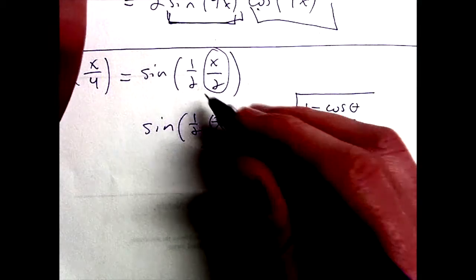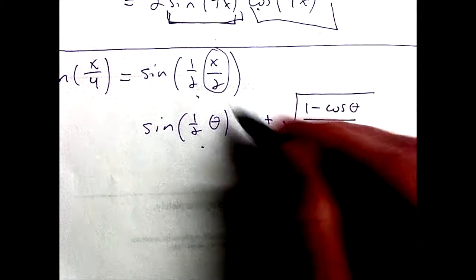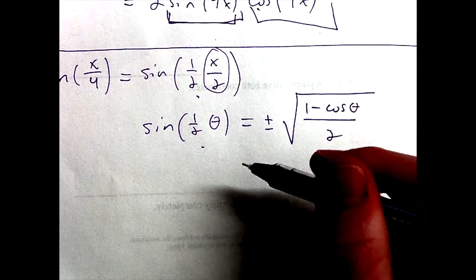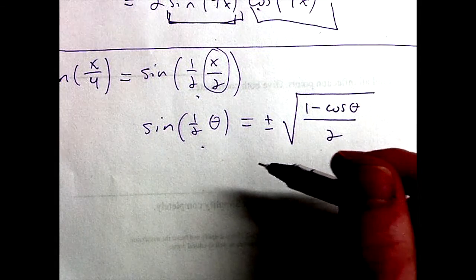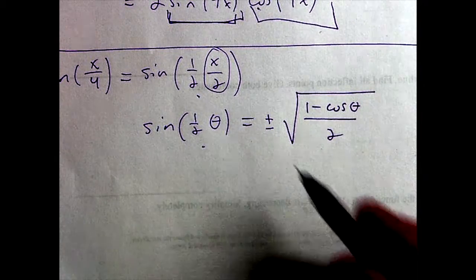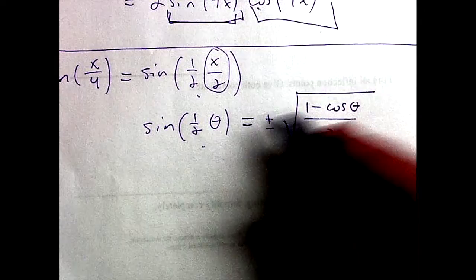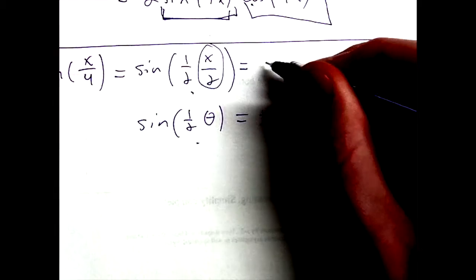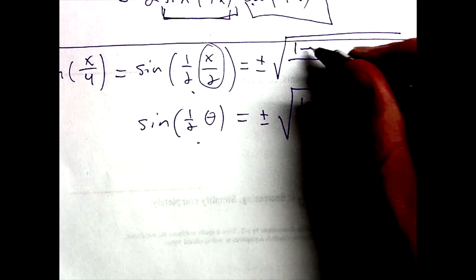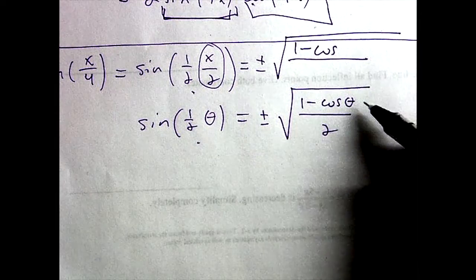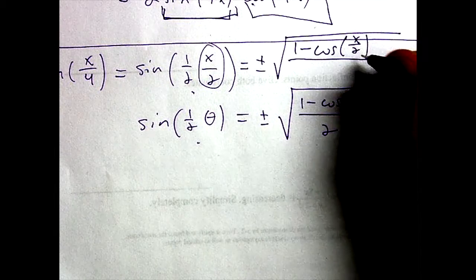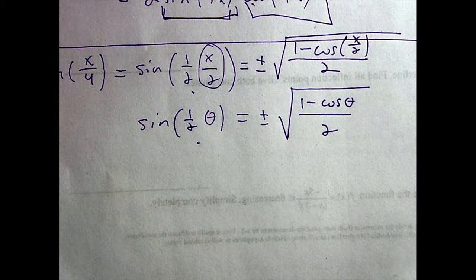And comparing this expression with this one, we can see that that's exactly what we have, except theta is what? Well, theta is x over 2, right? So if I replace theta with x over 2 in this formula, I can apply that formula to this. So I have sine, let's see, plus or minus root 1 minus cosine of theta, and theta in this case is x over 2. So that's cosine of x over 2, all over 2.